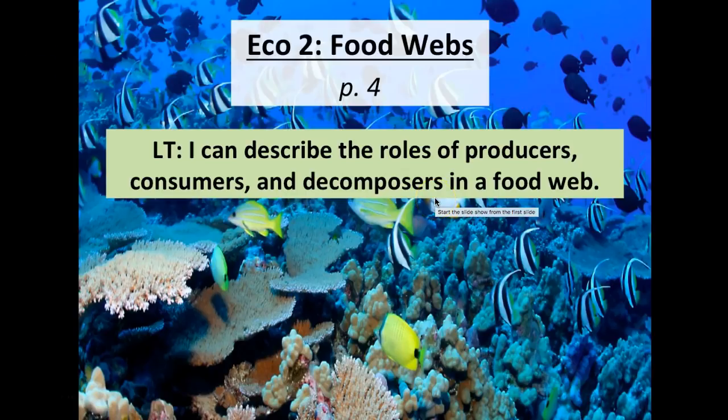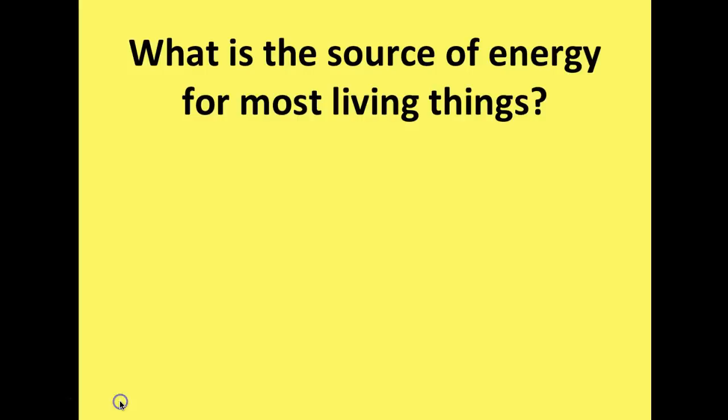Hey, super scientists. We're looking at Eco2 food webs in your Ecosystems Lab notebook on page 4. We're going to be looking at different food chains that, when they're combined together, make up food webs in different areas and different habitats, and looking at the roles of producers, consumers, and decomposers in food webs, what kind of roles that they might play.